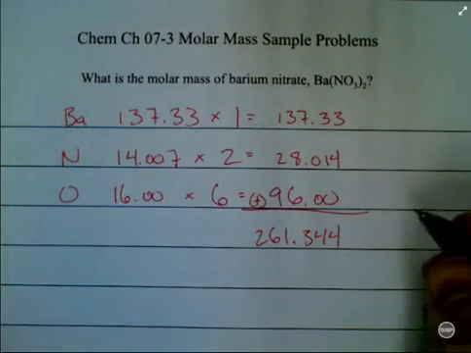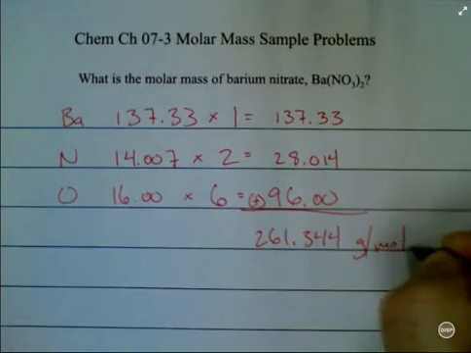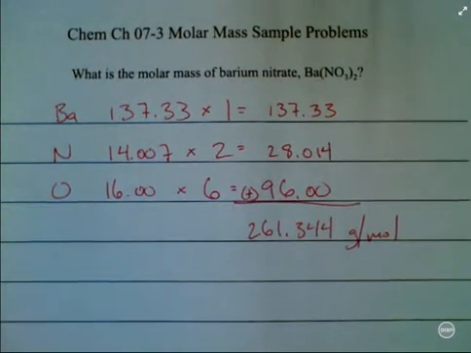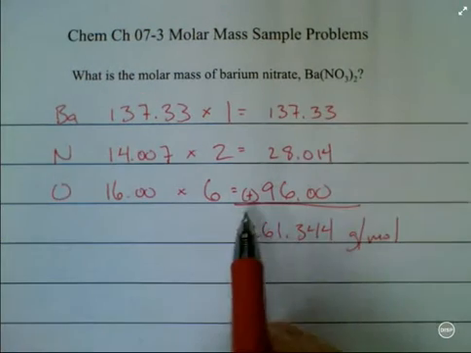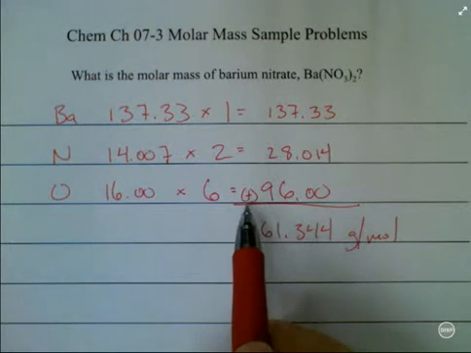261.344. Now the appropriate units for molar mass are grams per mole, so you might be tempted to just slap those units on there and call it good. But we will have not taken into consideration how many significant figures we need to use when recording our final answer. The rule when adding or subtracting, but we're adding here, it's going to be the same in either situation.